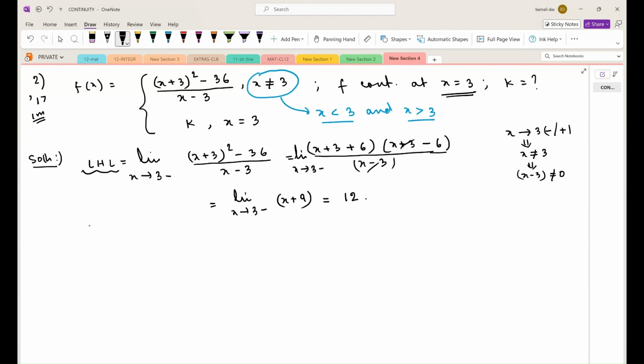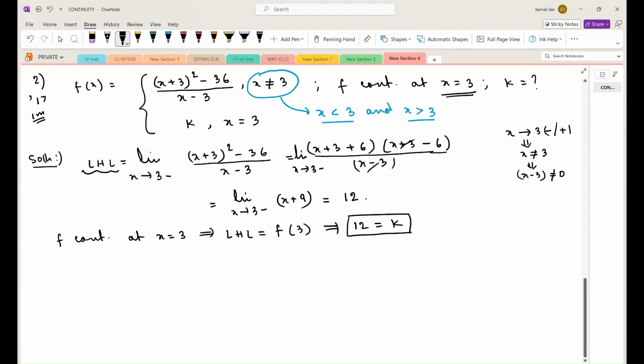Now, what is the value of the function at 3? It is k. So we can ignore RHL for the time being because we know it will be 12. So now f is continuous at x equal to 3. That implies our LHL must be equal to the value of the function at 3. So this implies 12 equal to k. So the value of k is 12.